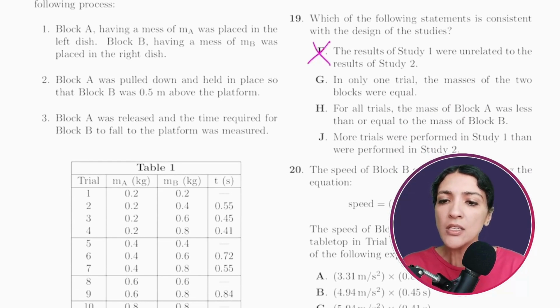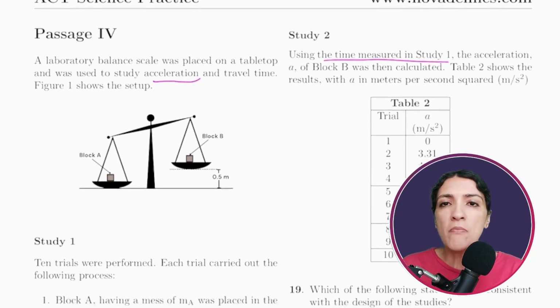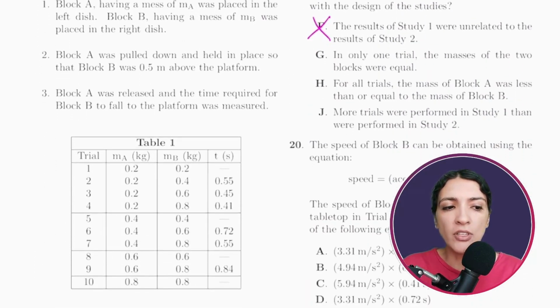Choice G, this is about the masses and saying whether in only one trial the masses were equal. So quickly look at table 2. There's no mass involved in table 2. We only have to look at table 1 and find the correct column. So that would be the second column for mass A and the third column for mass B. Now the first row has masses that are equal, but also we see that the 5th, 8th, and 10th rows have masses that are equal. So choice G is incorrect as well.